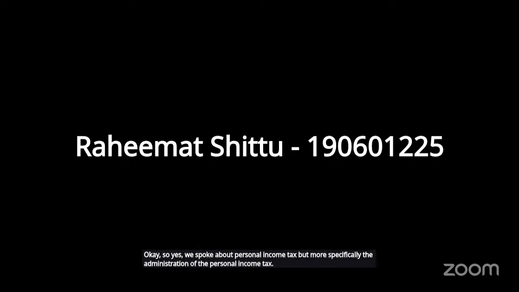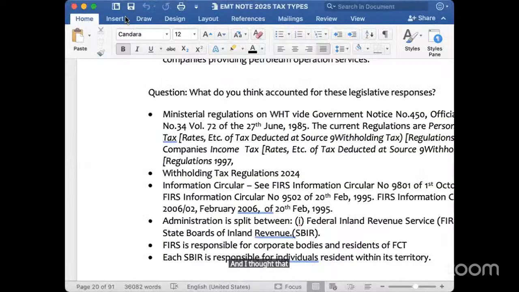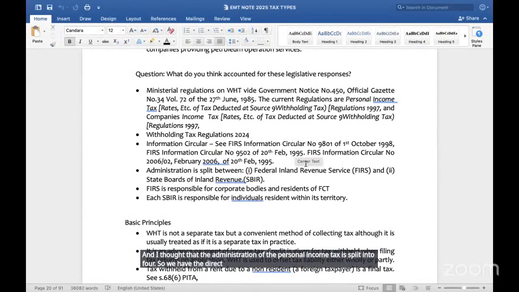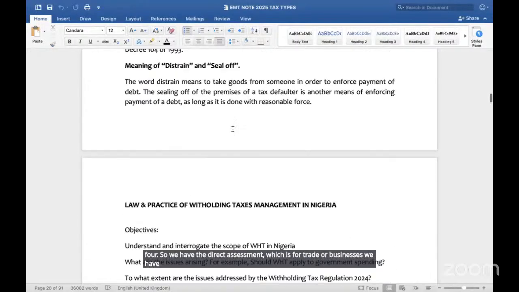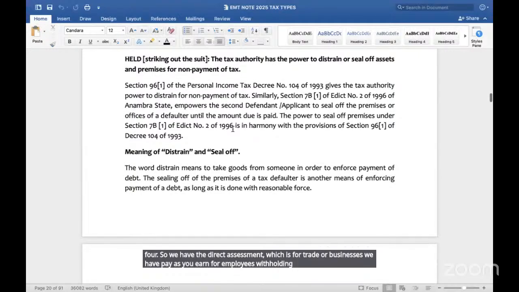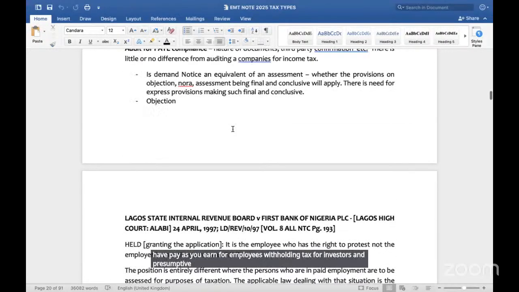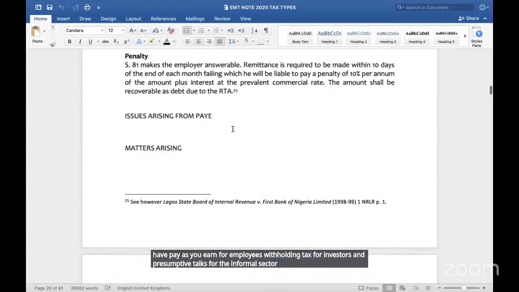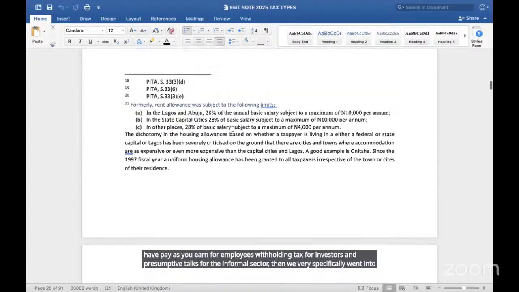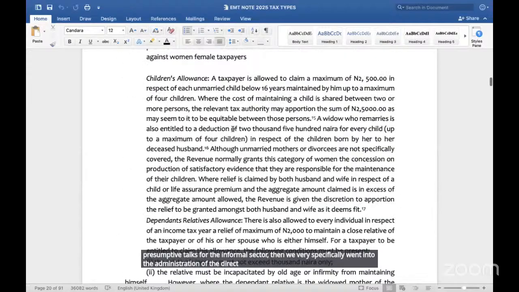Okay, so yesterday we spoke about personal income tax, but more specifically, the administration of the personal income tax. And we were taught that the administration of the personal income tax is split into four. So we have the direct assessment, which is for trade or businesses. We have pay as you earn for employees, withholding tax for investors, and presumptive tax for the informal sector. Then we very specifically went into the administration of the direct assessment of the PITA.